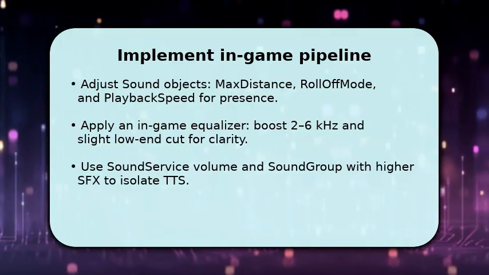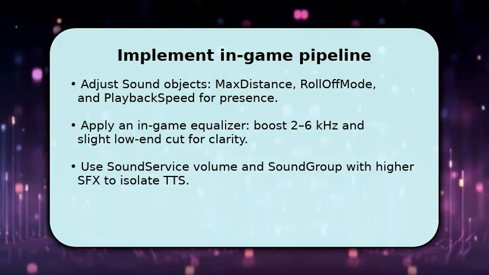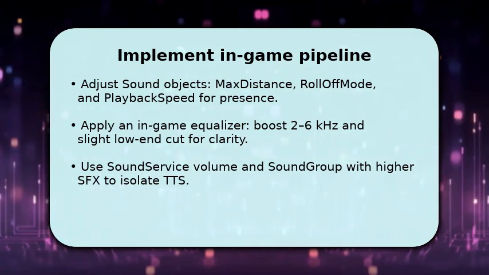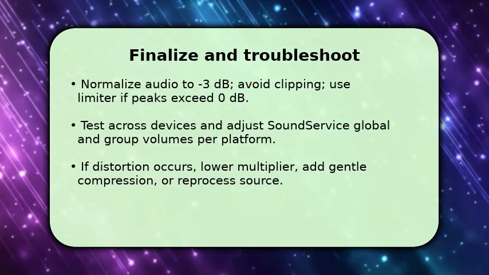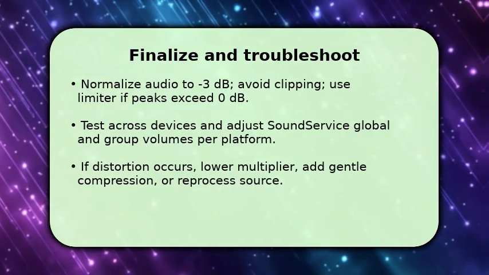Once done, place the sound in a dedicated sound group and raise that group's SFX volume to keep the voice louder than ambient effects. Finish by normalizing the TTS audio to around -3 decibels and apply a soft limiter to prevent clipping, because loudness without control causes distortion.